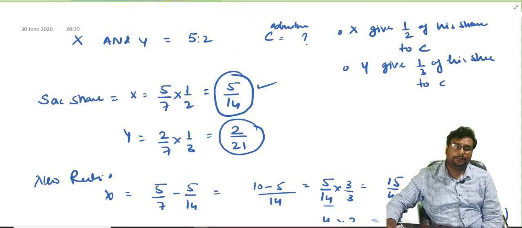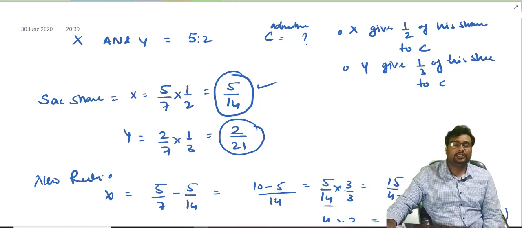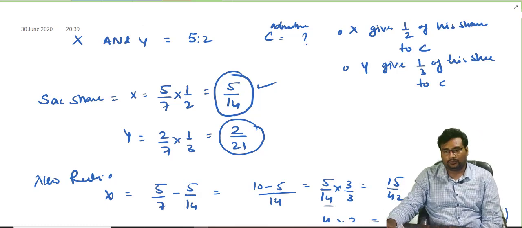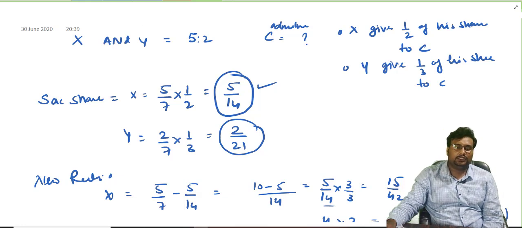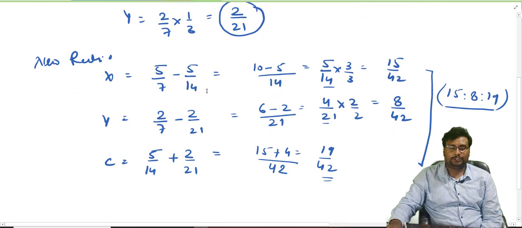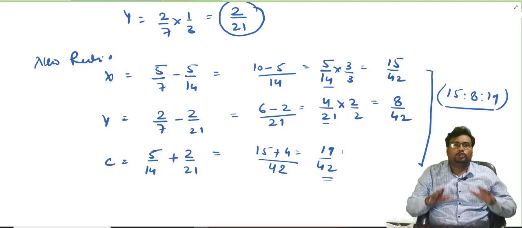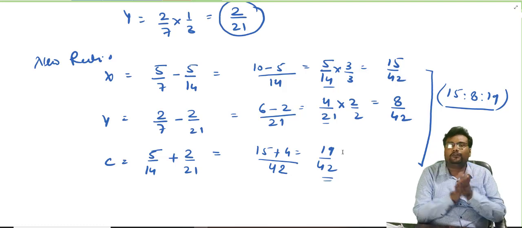Okay, so it is very simple. X gives 1/2 of his share, so his share means 5/7 into 1/2. Y gives 1/3 of his share, so 2/7 into 1/3. Whatever they sacrifice will be deducted from their respective shares. So 5/7 minus 5/14, 2/7 minus 2/21. C gets 5/14 and 2/21 from X and Y; add these, find the total, make the base equal, and the question is solved. So this is the new profit sharing ratio calculation method.